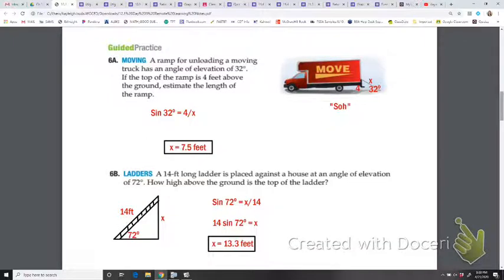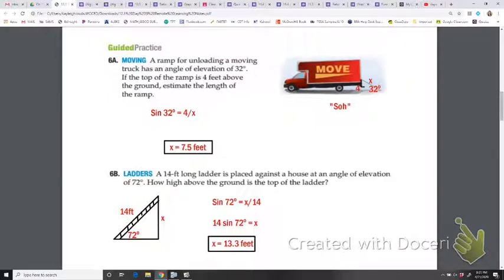I didn't show the work here because it's very similar to the other two, but multiply by x and divide by sine of 32. So 4 divided by sine of 32 degrees, type that in the calculator, and you get 7.5 feet for the length of the ramp.